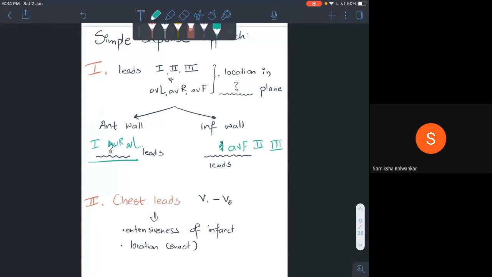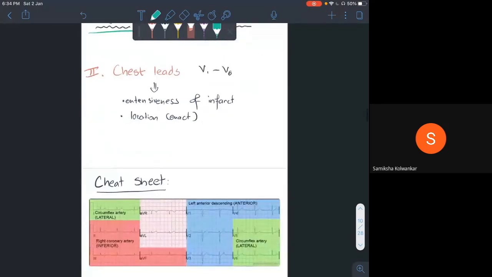Cool. Once you have that identified, you're going to look at the chest leads, which is the transverse section. And then the chest leads, as we discussed right now, is going to give you the extensiveness of the infarct, to the extent where you know if this is anterior or inferior. And then once you know anterior and inferior, you know if it is septal or lateral or extensive, right?